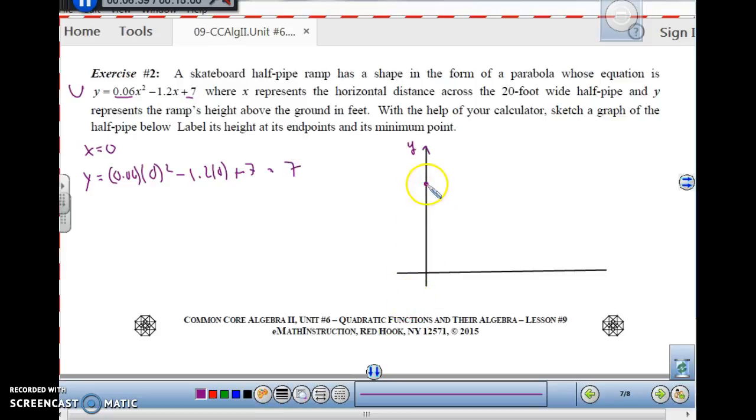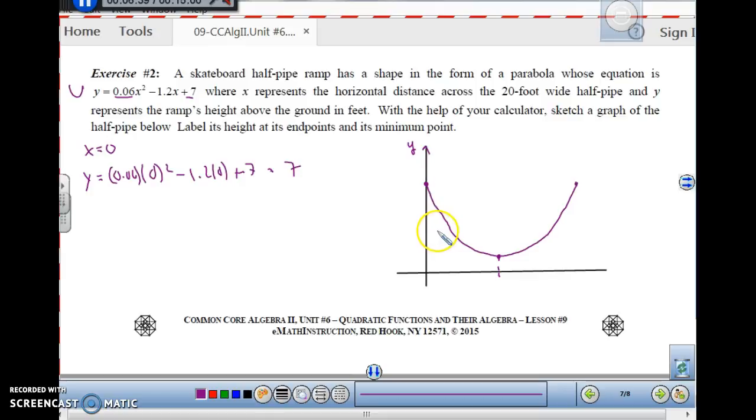All right, so we know our parabola is going to go down and then come back up. So the minimum is going to be down here. It's going to be the lowest point of the ramp, and then it'll go back up to the point out here. So what we have to figure out is what these values are going to be: its height at its endpoints and its minimum point.